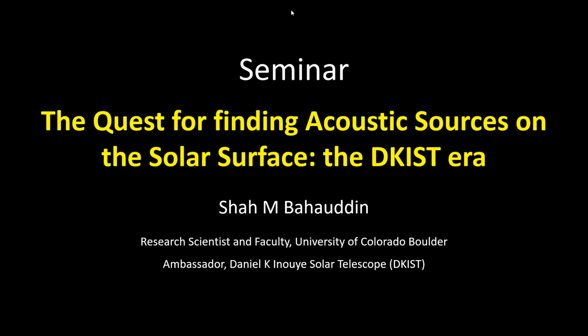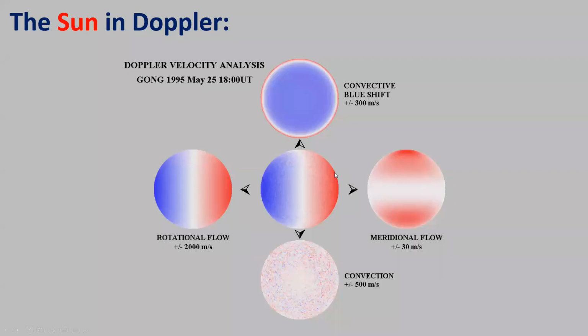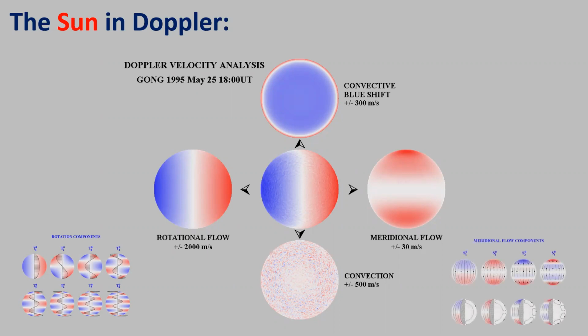Okay, so if we look at the Sun in Doppler, we see that there are tons of different flows constantly happening in our solar atmosphere and its surface. We can see the rotational flow, with a signature of differential rotation, and we can also see meridional flow components, that are flows from pole to equator, right?